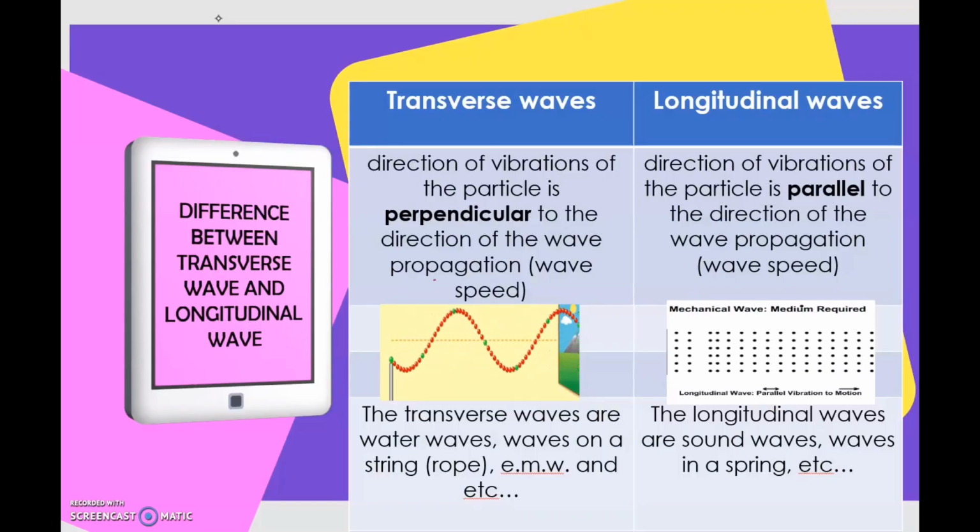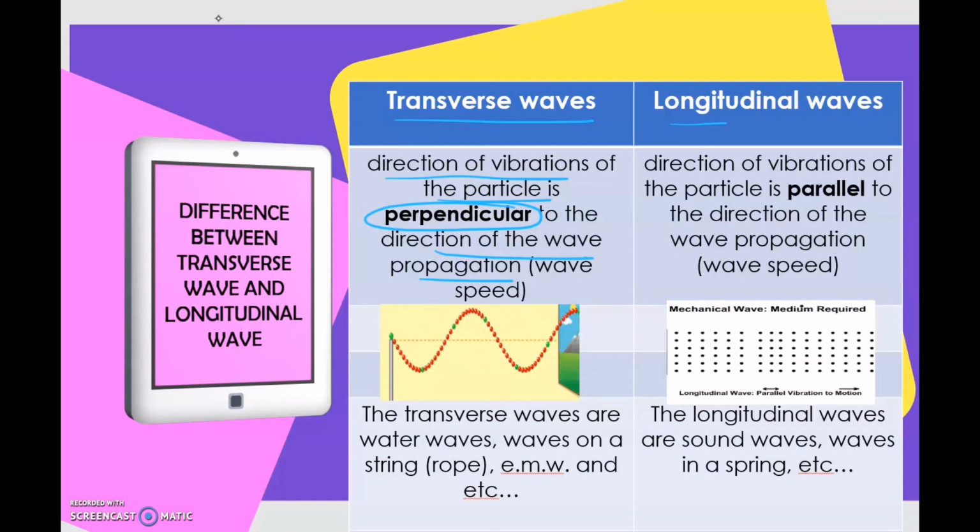So here is the differences of the two waves in table. I hope it will be easier for you to understand. For transverse wave, again, the direction of the vibration of particle is perpendicular to the direction of the wave propagation, as you can see in this image. And for longitudinal wave, remember that the direction of vibration of particle is parallel to the direction of the wave propagation, as you can see in this GIF image. The examples are shown below.